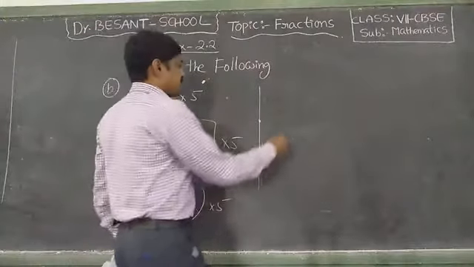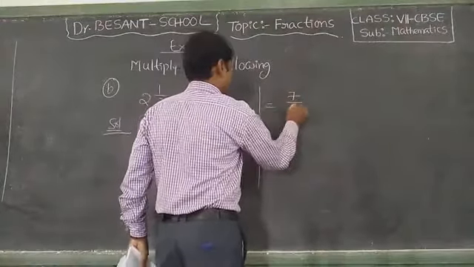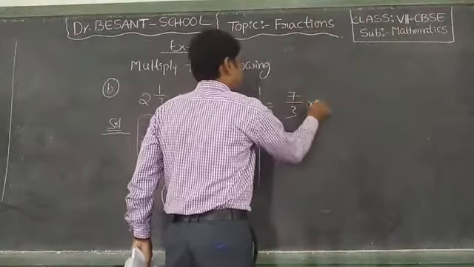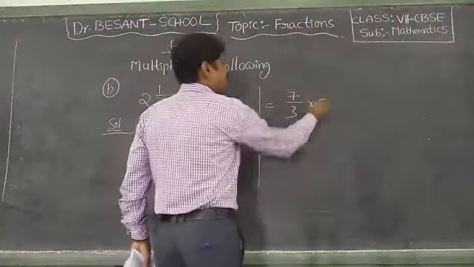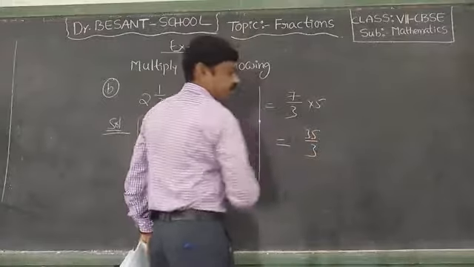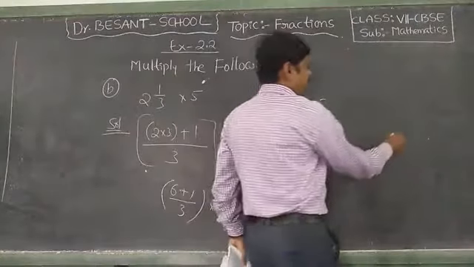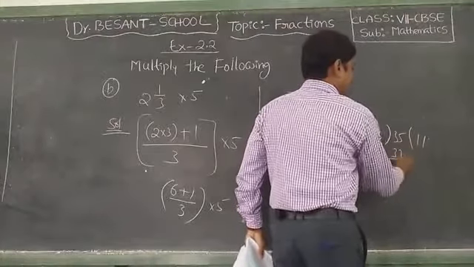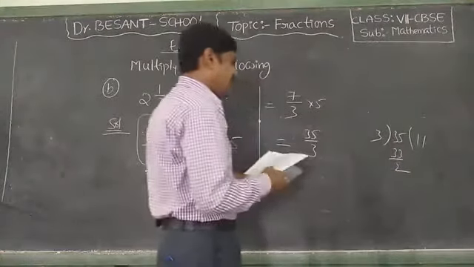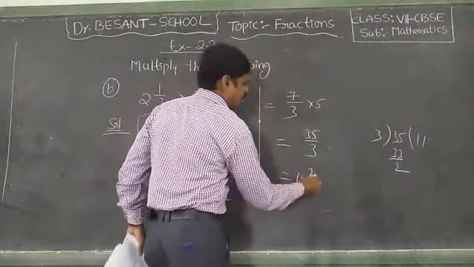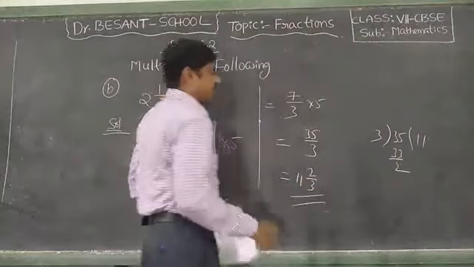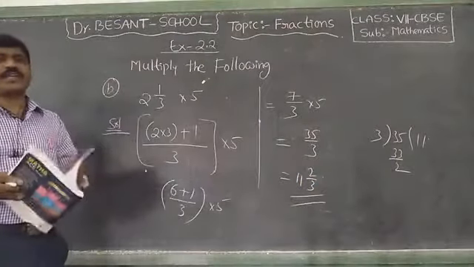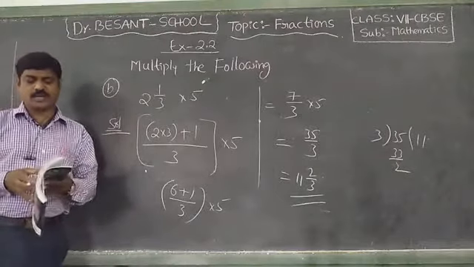6 plus 1, 7 by 3, 7 by 3 into 5. 7 5s are 35 by 3. So 35 by 3 means 3 11s are 33, so 11 and 2 by 3. So that is equal to 11 and 2 by 3. Okay children, I hope it's very clear. Okay, note down children.